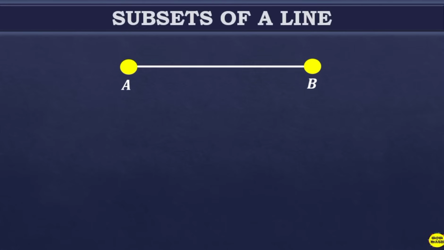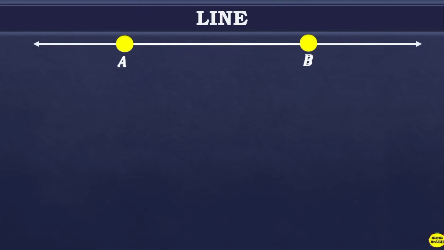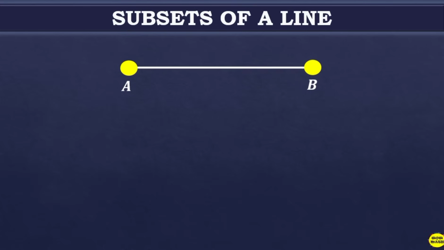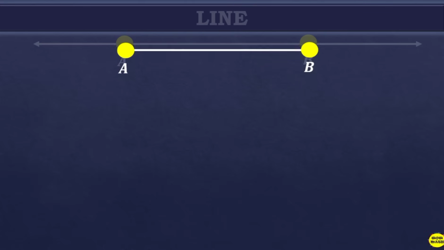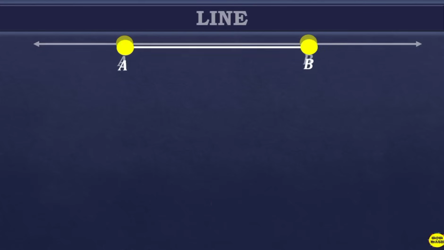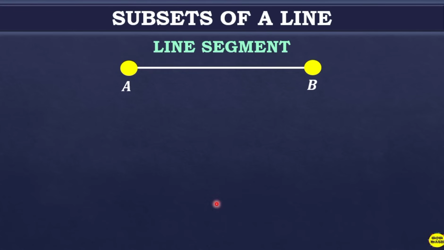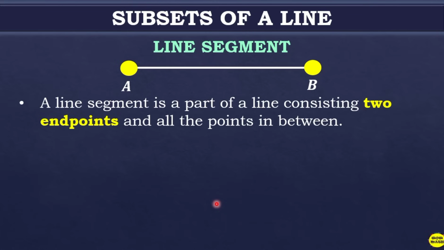Kagaya nito. So, this is your line. Kunin natin yung isang subset. Ito po siya. Ito pong subset na to ay tinatawag nating line segment. Itong line segment na to, based on the figure, kung titingnan nyo yung figure, ano bang itsura niya? A line segment is a part of a line consisting of 2 endpoints and all the points in between. Pag sinabi nating line segment, part siya ng line. Makikita mo siya sa line.